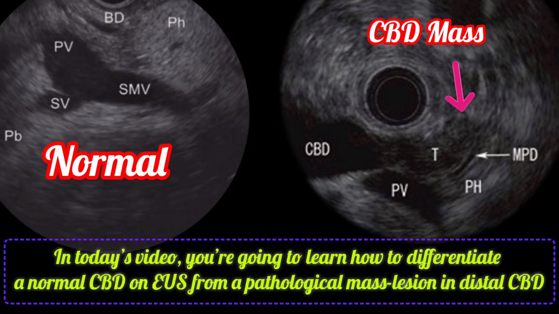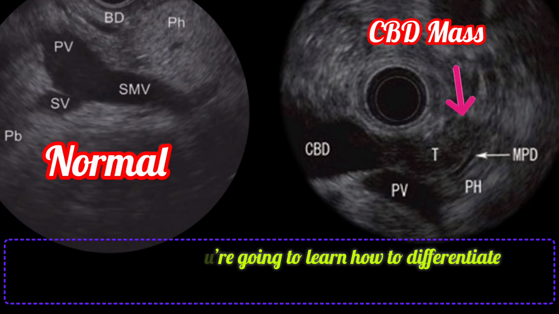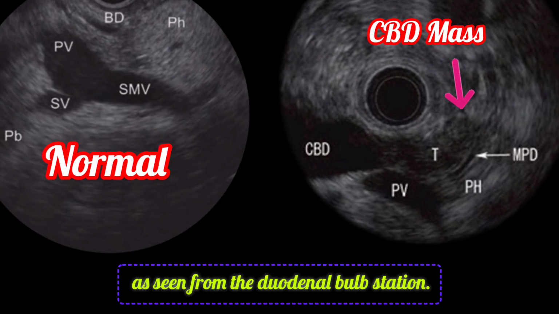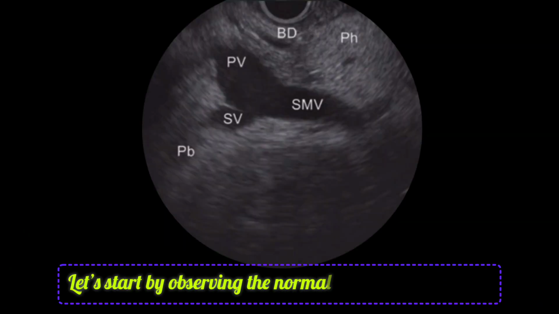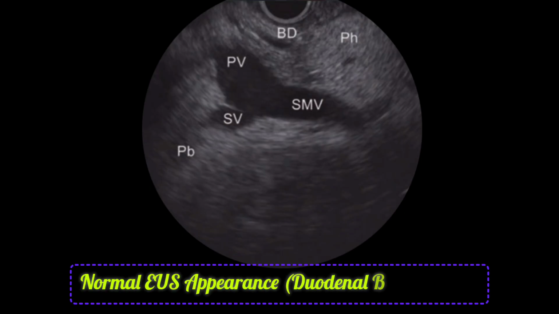In today's video, you're going to learn how to differentiate a normal CBD on EUS from a pathological mass lesion in distal CBD, as seen from the duodenal bulb station. Let's start by observing the normal EUS anatomy first. Normal EUS appearance, duodenal bulb station.